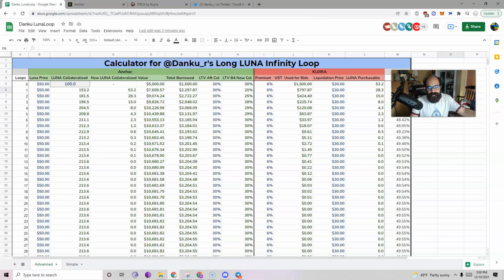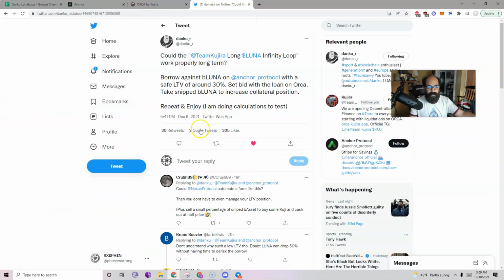And so I did that, right? So here's the calculator, but before we get to the calculator, let's first understand what we're looking at. So basically, we see here, it says borrow against bLuna, which is collateralized Luna, on the Anchor protocol, with a safe LTV around 30%. So 30% LTV is safe. Then set a bid with the loan on Orca, and then take the sniped bLuna to increase collateral position.